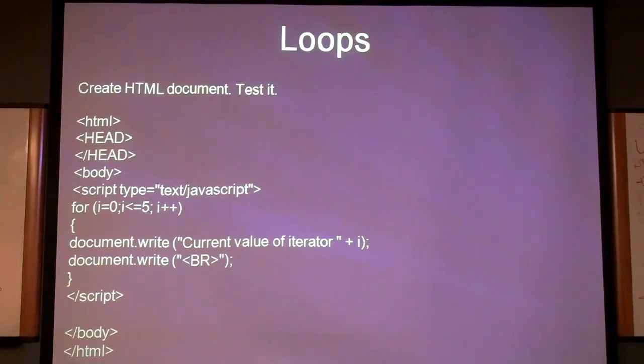Essentially, what happens here is this is the starting condition: variable i equals 0. This is the ending condition, when i becomes equal or less than 5. And then we have i plus plus, which is what will happen within the loop, the cycle of the loop. And here you print the current value of the iterator and then a new line. So let's go and execute that and see what happens.